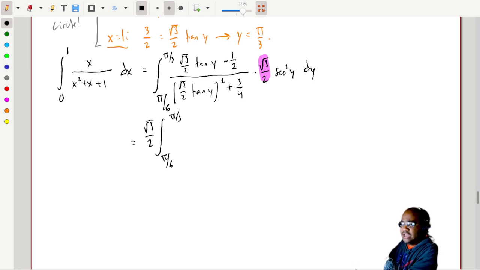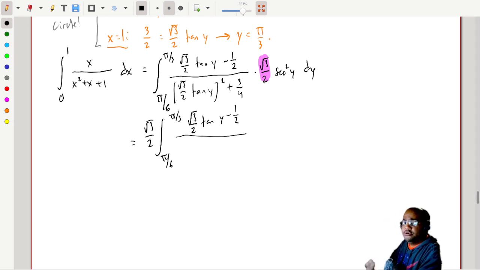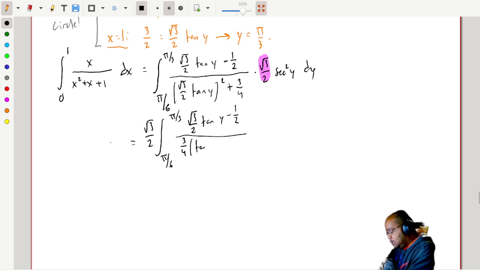Now let's see what happens here. Numerator stays the same. And on the denominator, I get a 3/4. Square root of 3 over 2 squared is 3/4. And I'm going to factor that out. We have a tangent squared y plus 1, secant squared y dy.